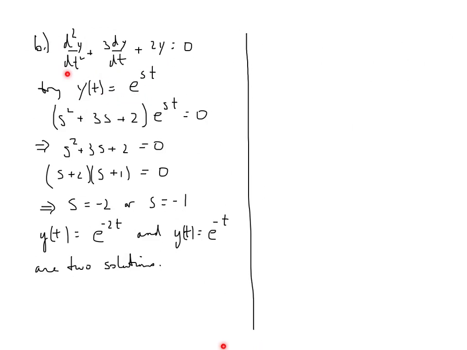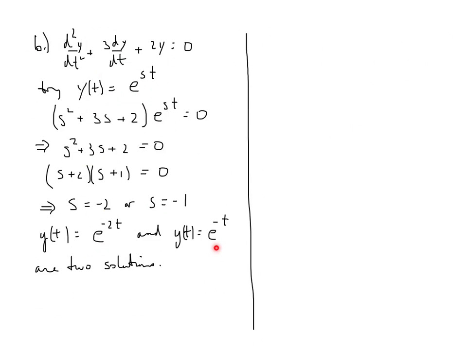And if you take the second derivative of it and add it to 3 times the first derivative of that function plus 2 times the function and factor out e to the st, we're left with an s squared plus 3s plus 2. The only way that that product is going to be 0 is if this term is equal to 0, and it can be factored, and we see that s is equal to minus 2 or s is equal to minus 1. Two known solutions, therefore, will be y of t is equal to e to the minus 2t, and y of t is equal to e to the minus t.